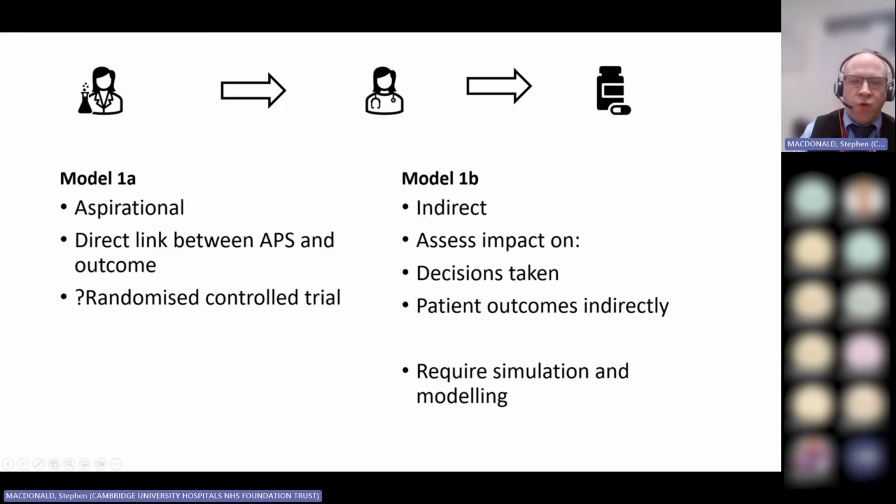So usually the Model 1B, the simulation approach, links more of if the analytical performance degrades over time, how does that impact the interpretation by the clinicians? And in doing so, does that influence their decision about further treatments and interventions further down the line? So it's not directly linking the performance specification to the outcome as Model 1A is, it's more through this indirect linkage that we see here.